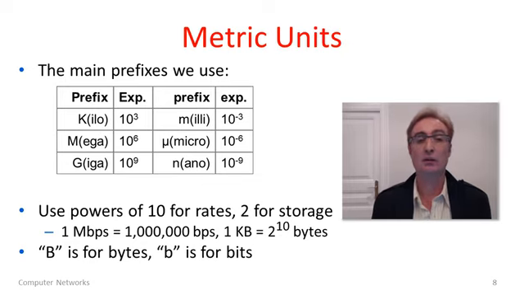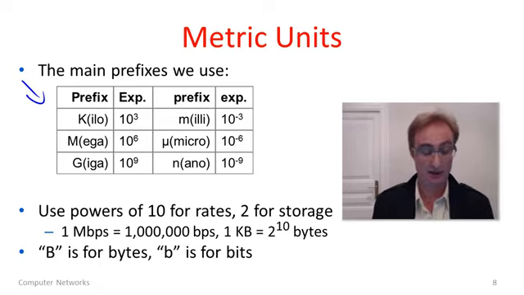Before we go over an example, I'll briefly talk about some of the metric units that we'll use here and elsewhere in the course. This table lists some of the common prefixes. We'll use kilo, mega and giga for a thousand, million and billion, and milli, micro and nano for thousandth, millionth and billionth. These are all standard notation.